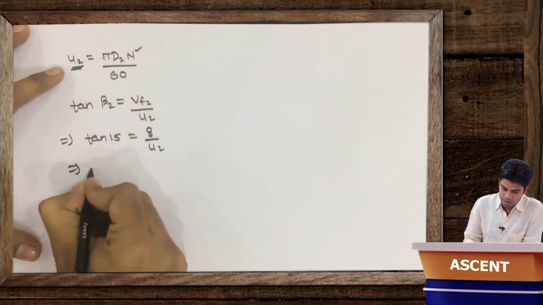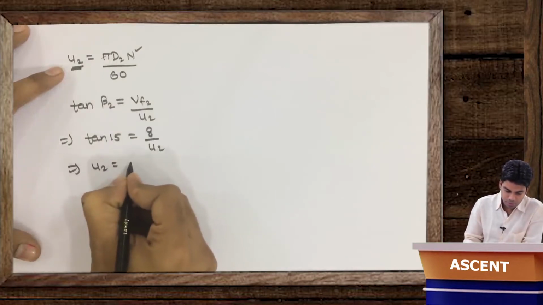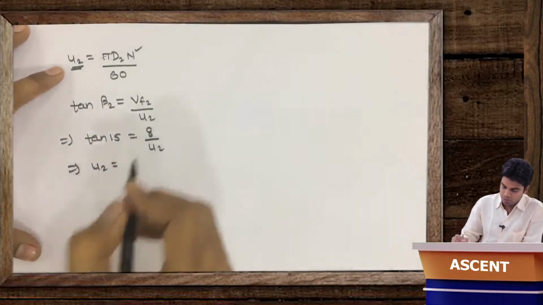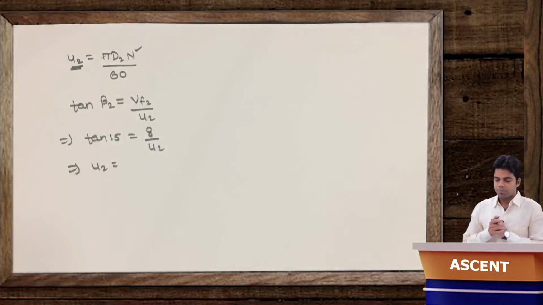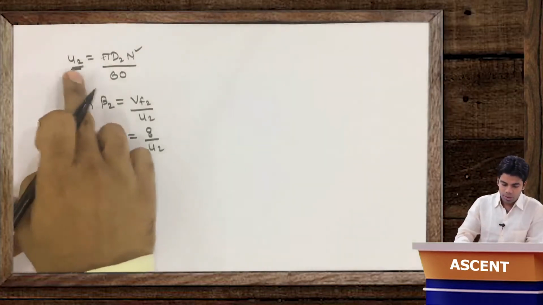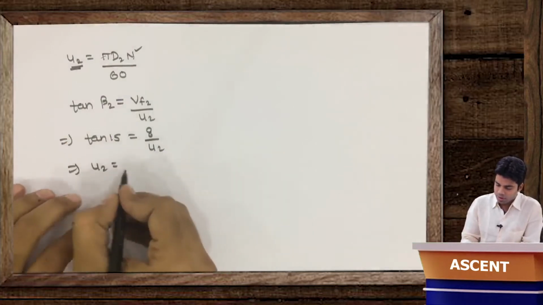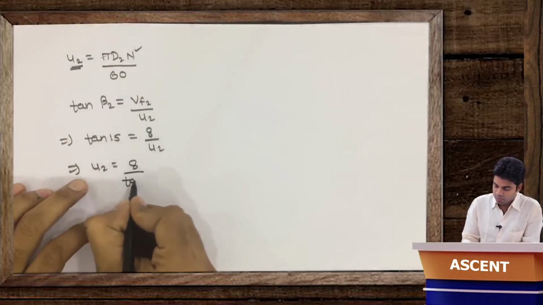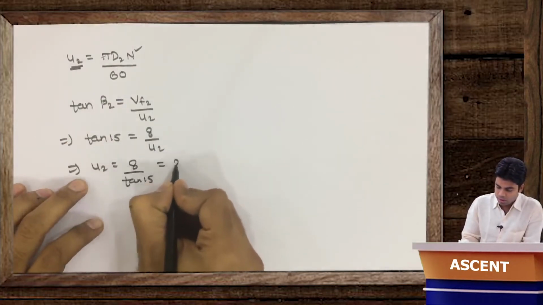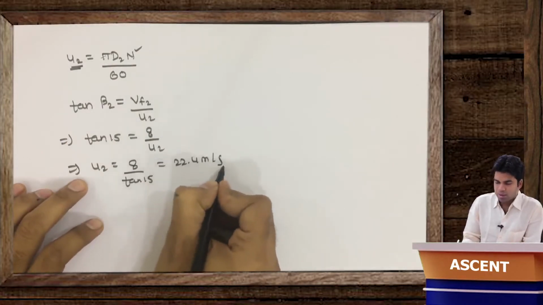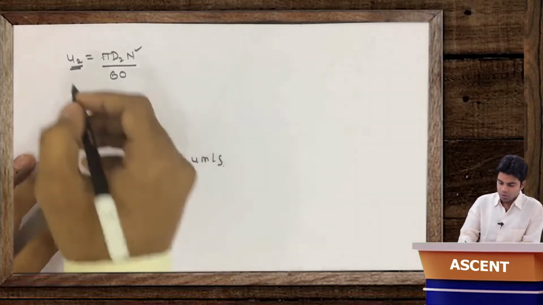So from here, u2 will be equal to whatever the value is, we can get it from here. Okay, first thing. Now just put the value of this u2 and you will get the value of n. So from here if you calculate this, u2 will be equal to 8 by 10 of 15. Okay, and this will be equal to 22.4 meter per second. Getting this? Okay, so just put the value.